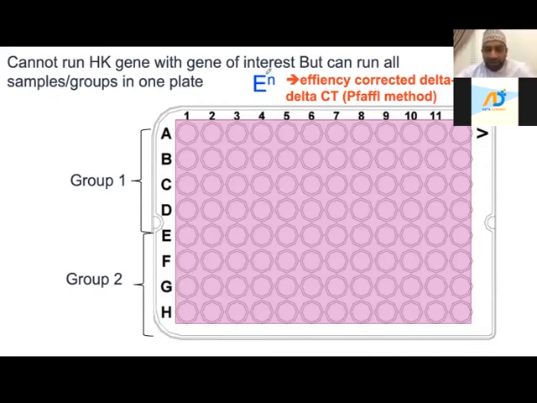In here, you use the efficiency. Instead of using 2 to the power n, you need to get an efficiency from the data of the PCR plates. I'm going to discuss that in the workshop, how you're going to get the efficiency. Usually we get it from the slope of the serially diluted sample. So again, here is another method called the efficiency corrected delta-delta-CT method.